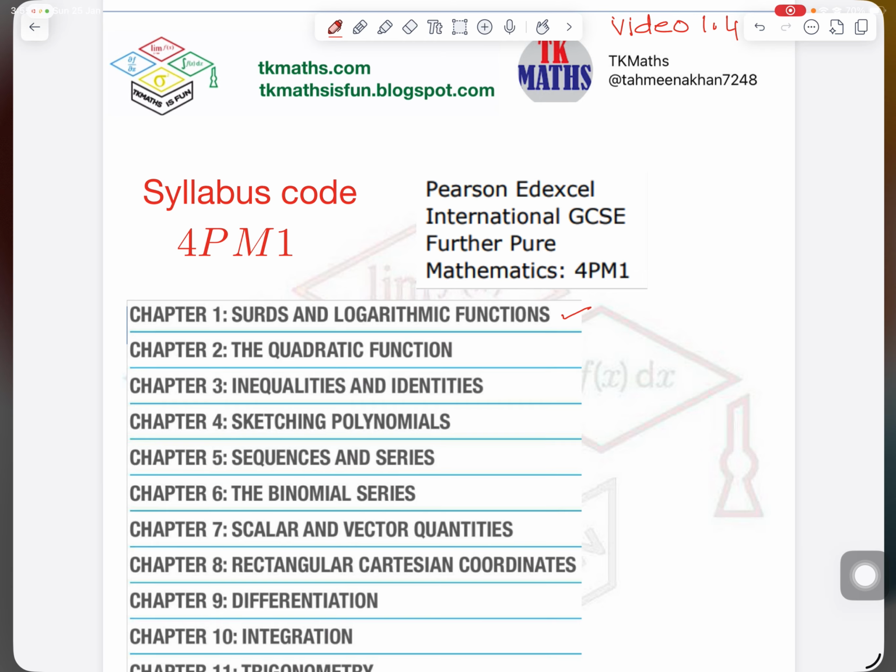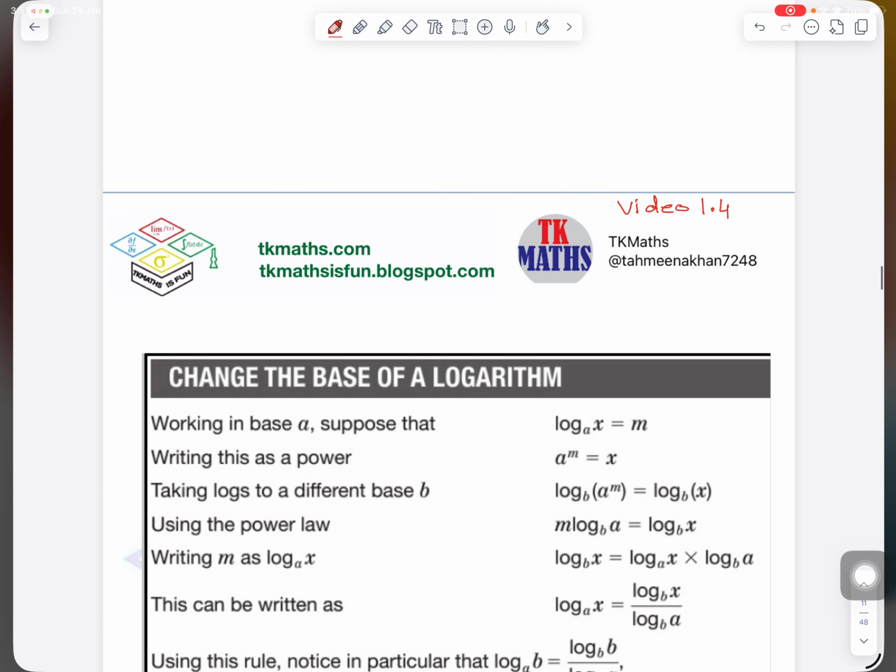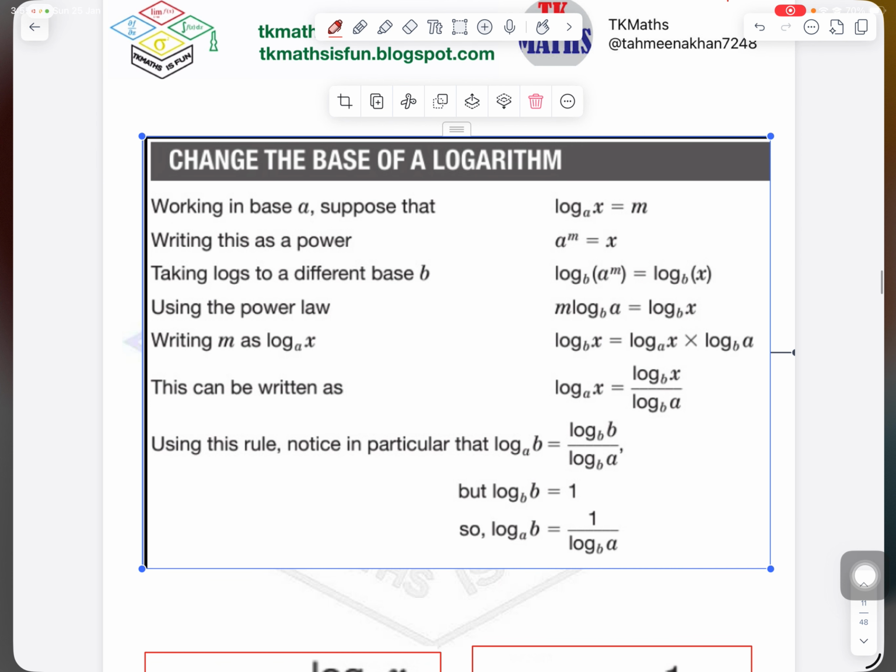This is video number 1.4 on the topic surds and logarithmic function. It is the syllabus of Year 11 Pearson Edexcel Further Maths. So we have already seen surds, rationalizing the surds and logarithmic function. And now in this video we are talking about changing the base of logarithm and then solving the equations, right?